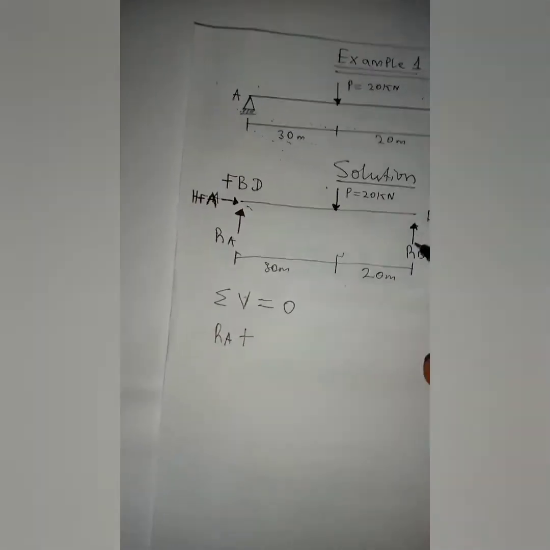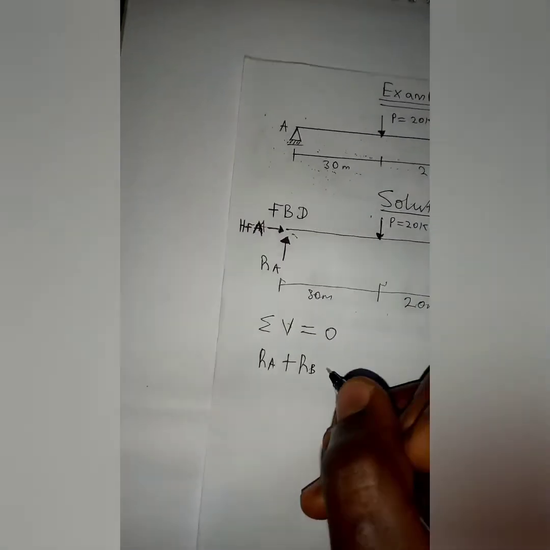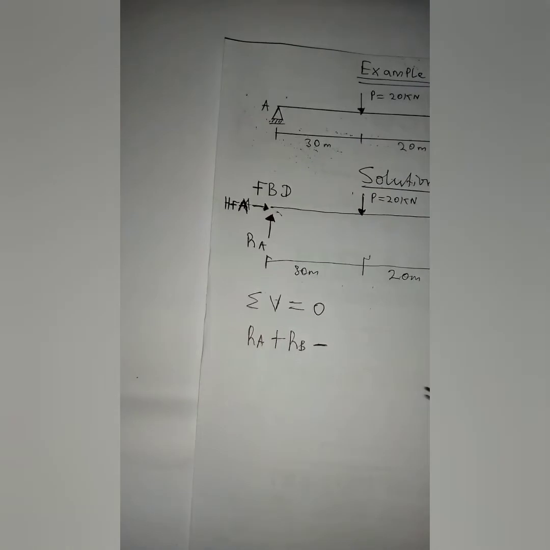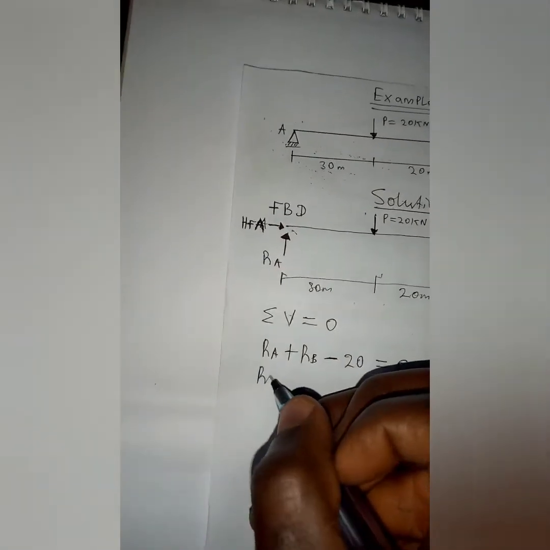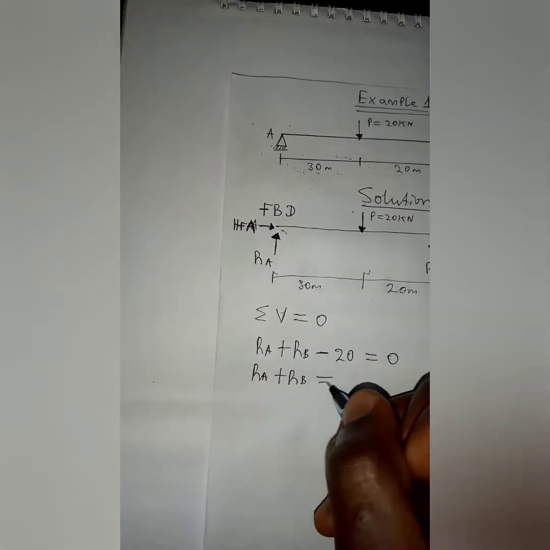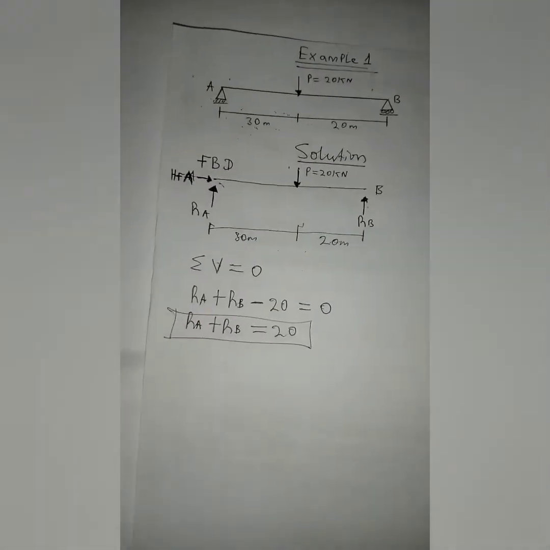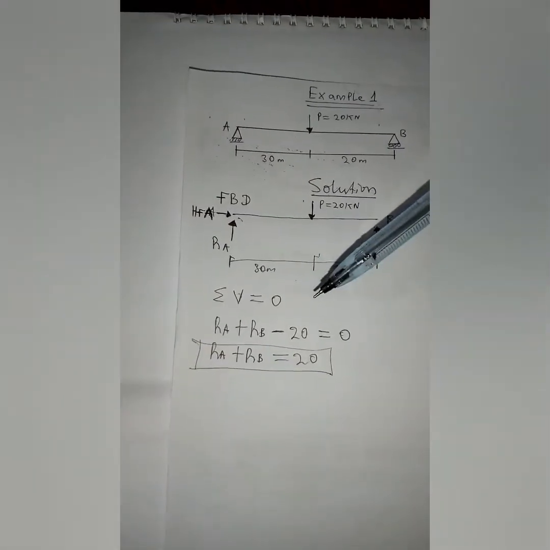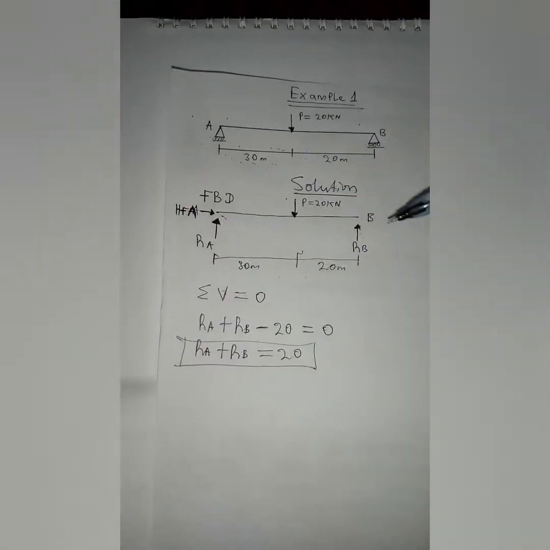So for the summation of vertical forces, we have the reaction force at A plus the reaction force at B, then minus 20 because it's going downward, and we make it equal to 0. So from here we can say RA plus RB is equal to 20. The next thing we are going to do is apply moment to one of these, either this or this.